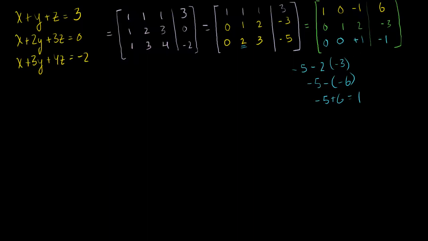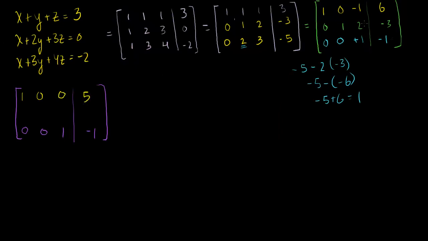So let's do it. I'm going to keep my third row the same. My third row is now 0, 0, 1, minus 1. And now I want to zero this guy out. So I can set my first row equal to my first row plus my last row, because if these two add up, they're going to be equal to 0. So what do I get? 1 plus 0 is 1. 0 plus 0 is 0. Minus 1 plus 1 is 0. 6 plus minus 1 is 5.